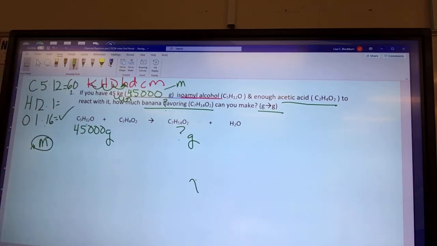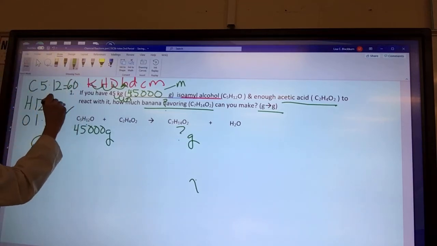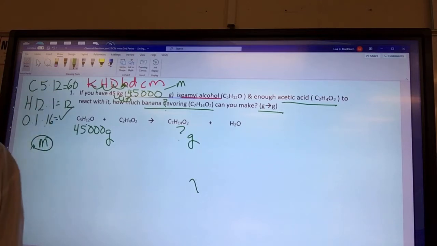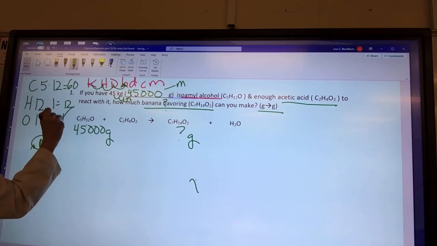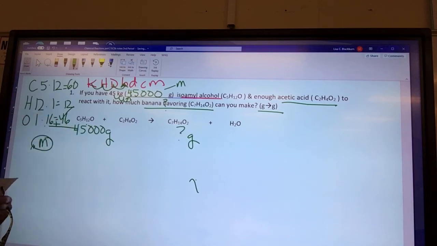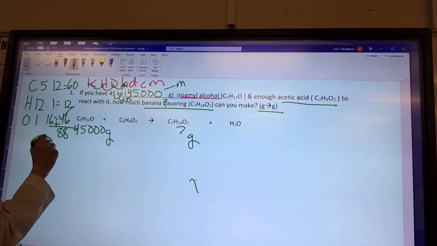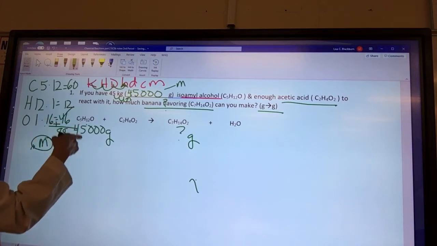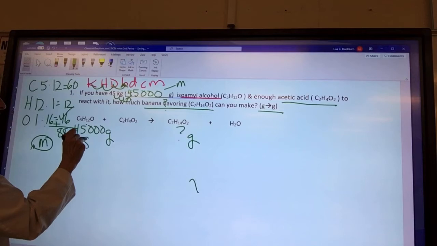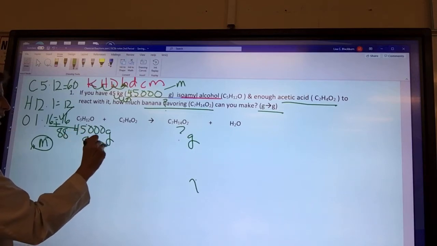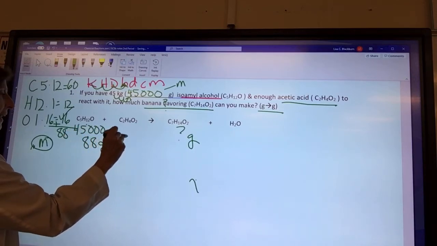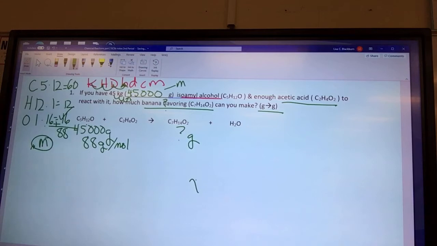What is 12 times 1? Y'all are so smart. What is 16 times 1? Y'all are so smart. Okay, now we add them up. And if we add them all up, it's 88. Okay, now that's my answer, and I write it here underneath the chemical, and the unit is grams per mole. 88 grams per mole for the molar mass line.